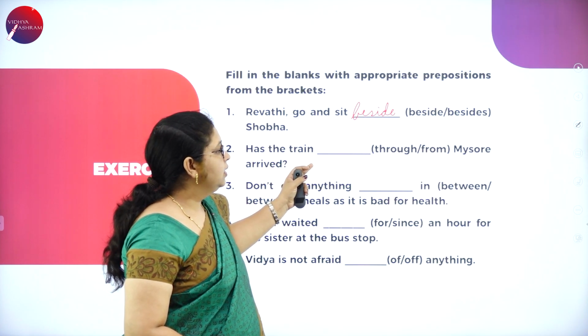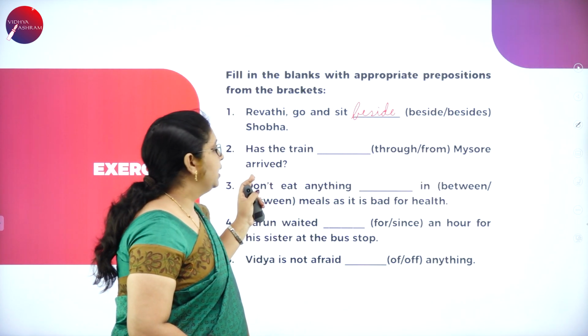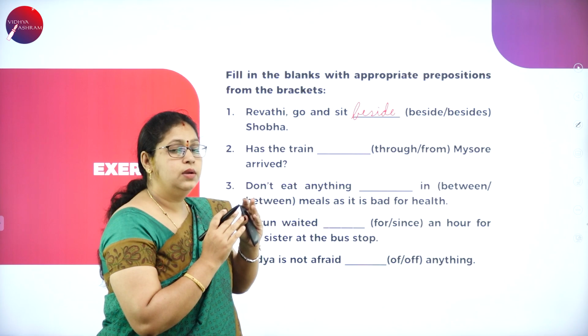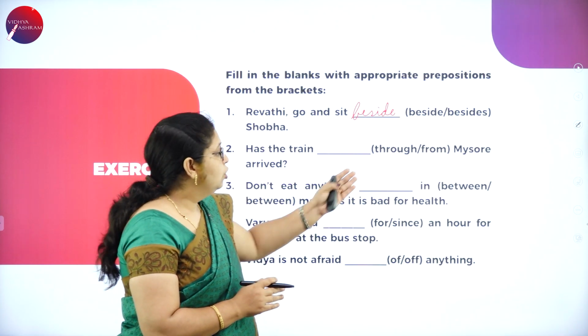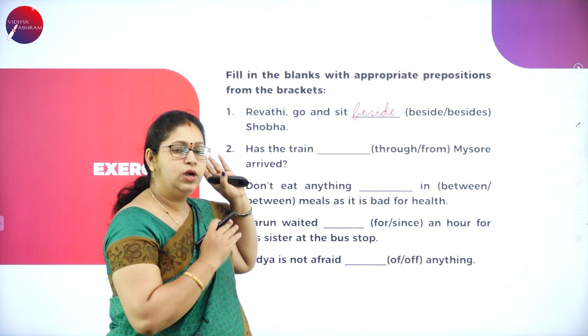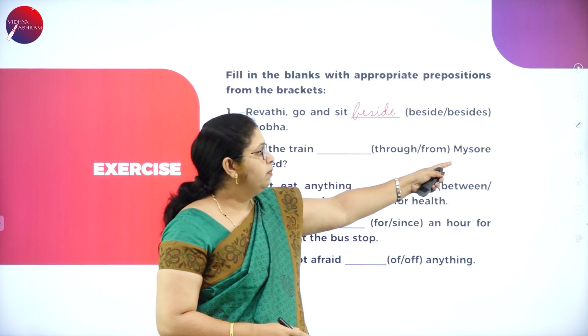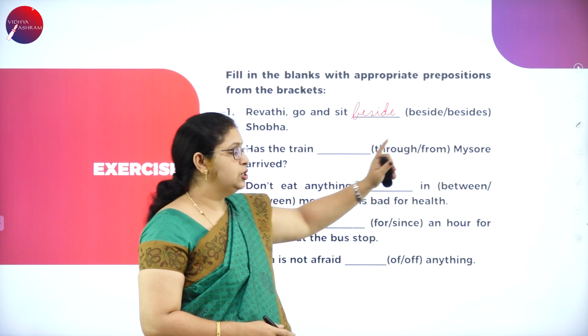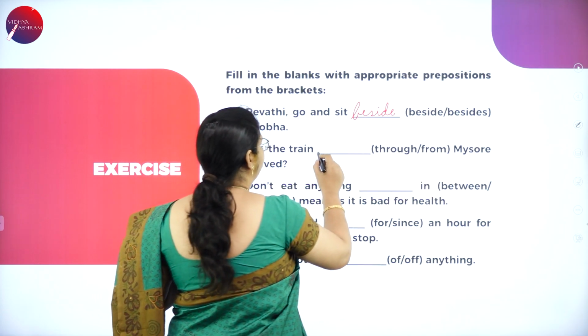Has the train from Mysore arrived? From a particular place. Through means by all the ways. So, from means from one point to the other point. Here, Mysore is the place mentioned. So, we'll use from.